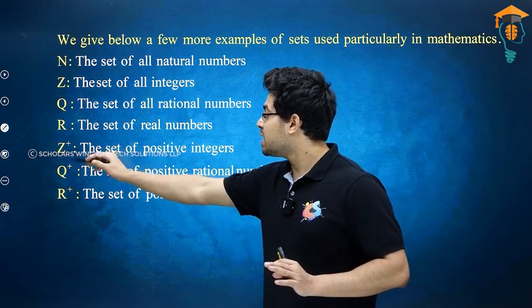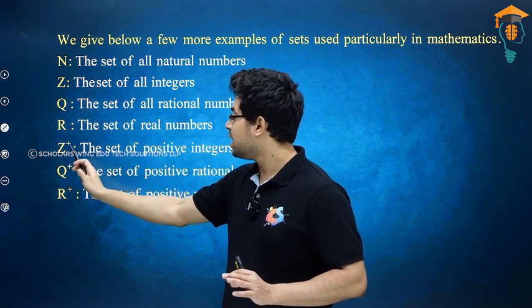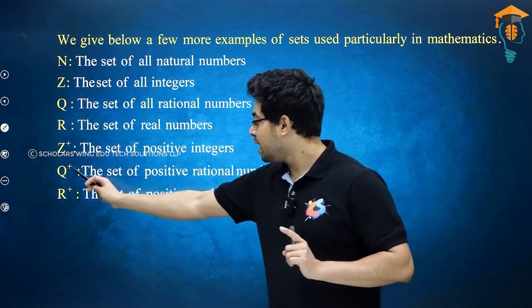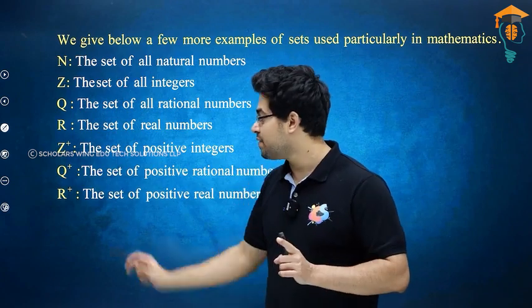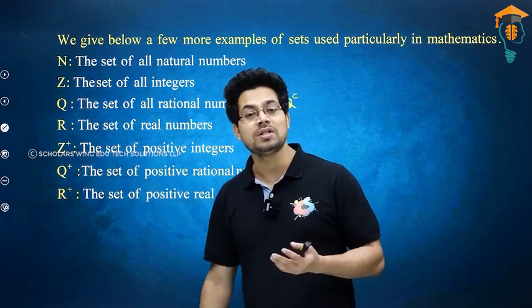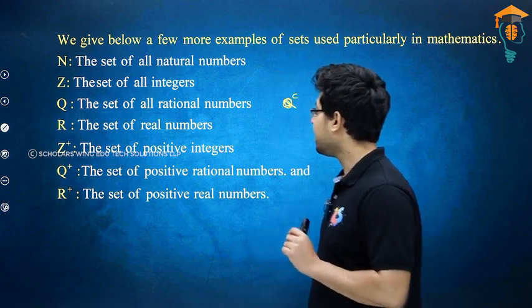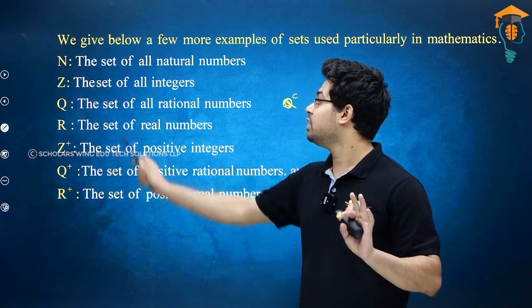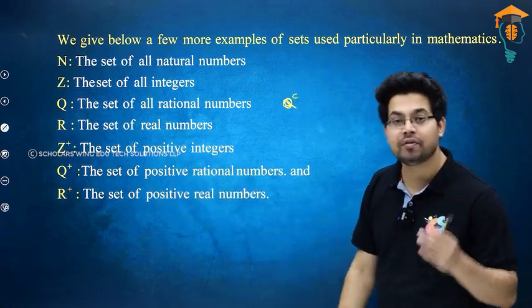Now if I talk about Z plus, see, here we have Z. Here we are putting Z plus. It means the set of all positive integers. If I am writing Q plus, what was Q? Q was the set of all rational numbers. If I am writing Q plus, it simply means the set of all positive rational numbers. Fine. And now R plus, R was what? R was the set of all real numbers. R plus means the set of all positive real numbers.